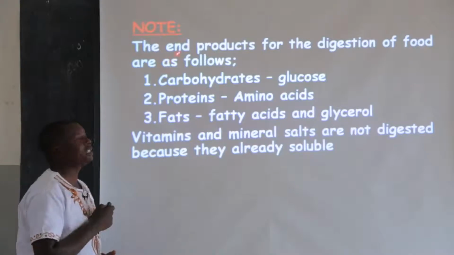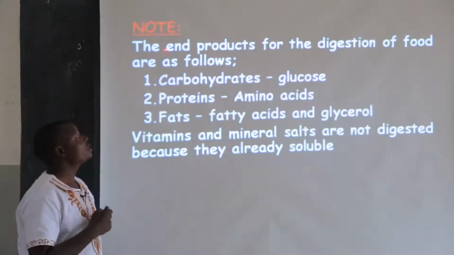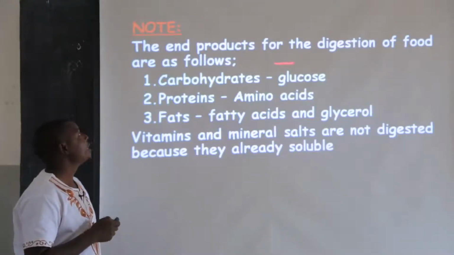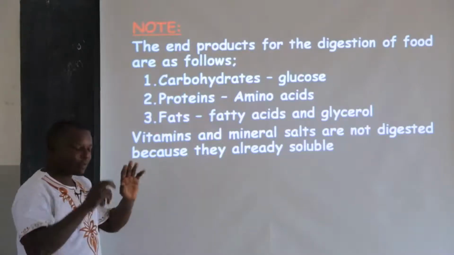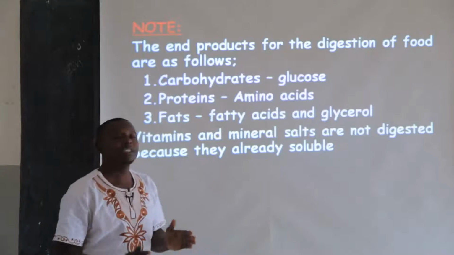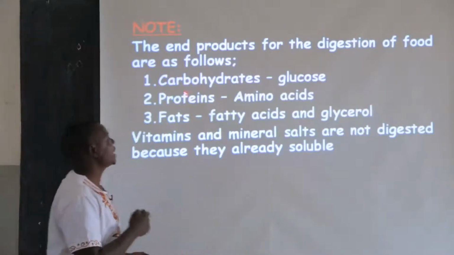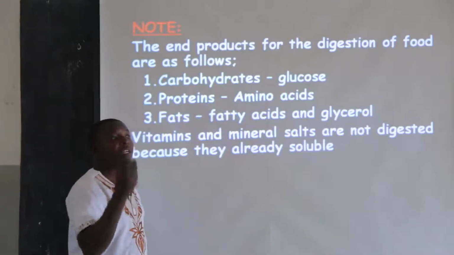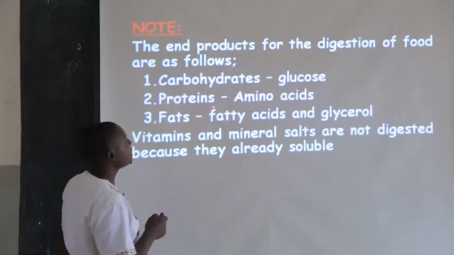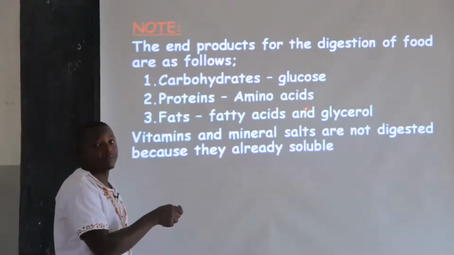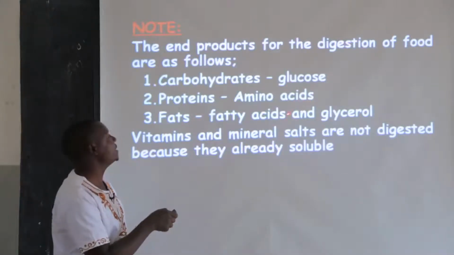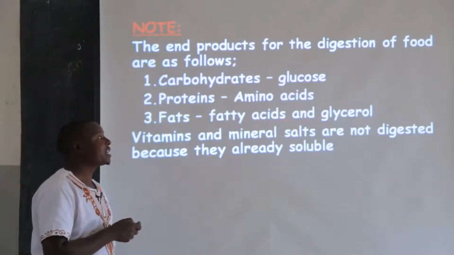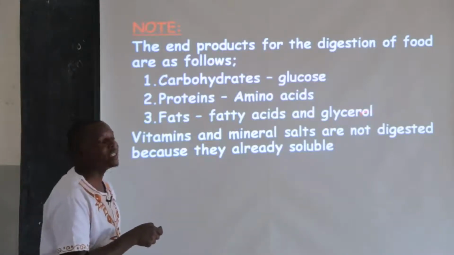These are the points to note. I can't leave these ones out. The end products of digestion of food are as follows. When digestion of food has taken place, it changes to these end products. 1, carbohydrates end up as glucose. They turn to glucose that is taken up by the body to perform other functions. 2, proteins become amino acids. 3, digestion of fats ends up in new products called fatty acids and glycerol.